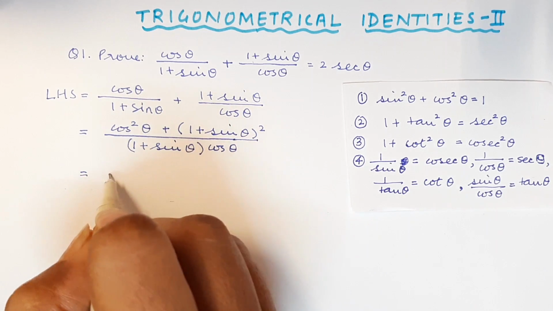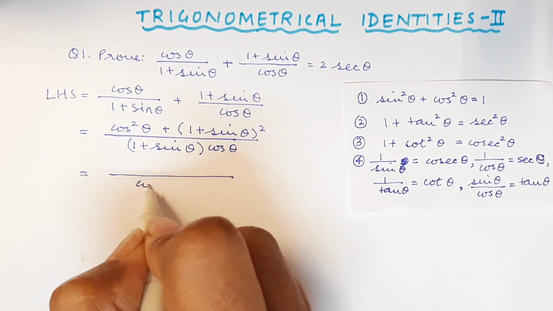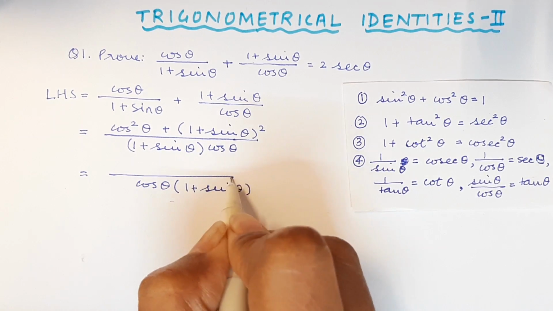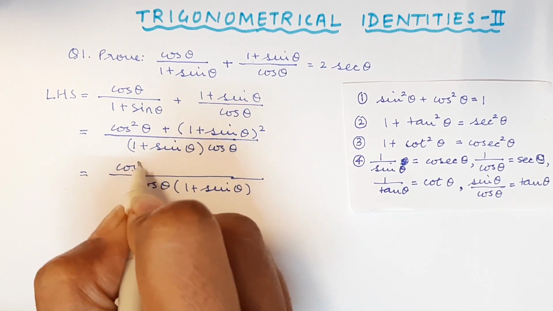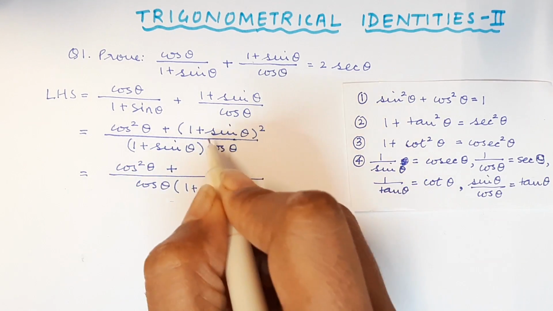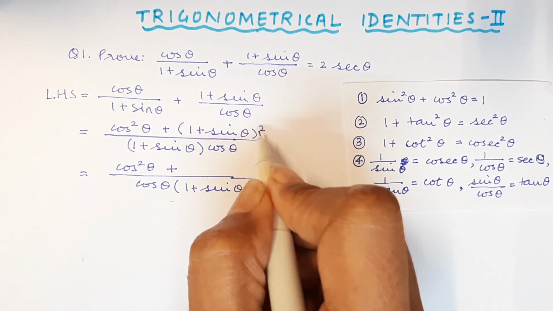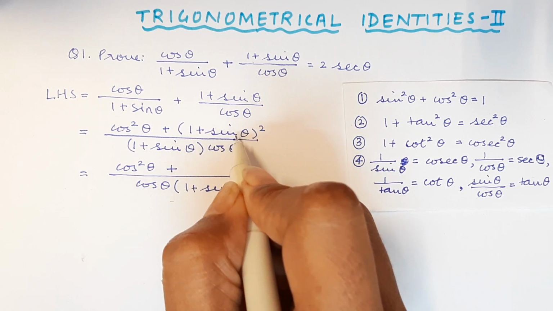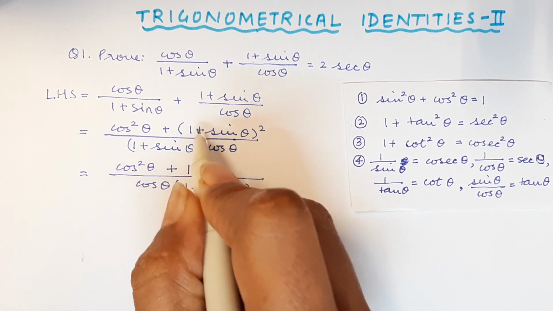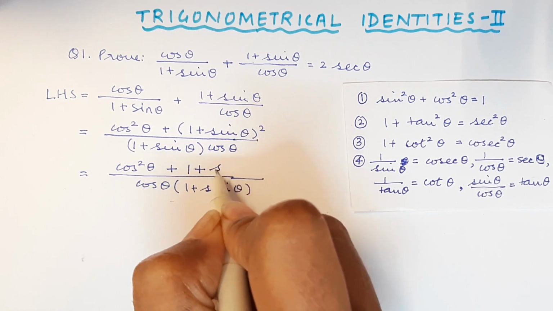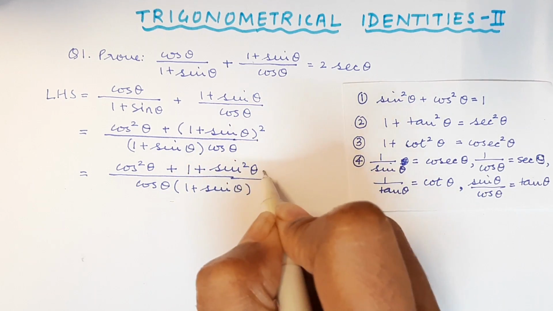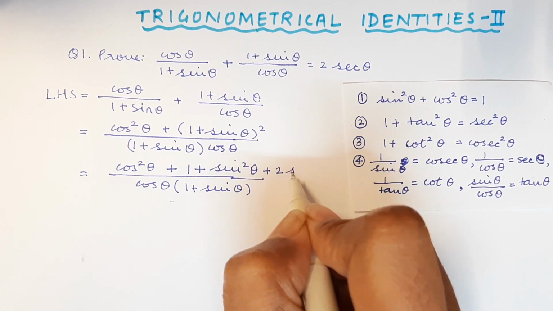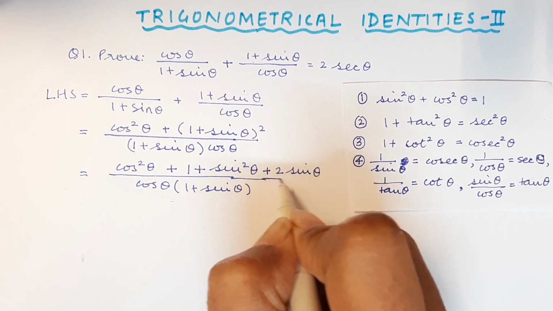What would we do after this? Denominator we will write as cos theta into 1 plus sin theta. And for the numerator, the first term we will keep as it is, and here we will use a plus b whole square. That will be a square plus b square plus 2ab. So we will write 1 square plus sine square and plus 2ab, that is 2 into 1 into sine theta, that is 2 sine theta.